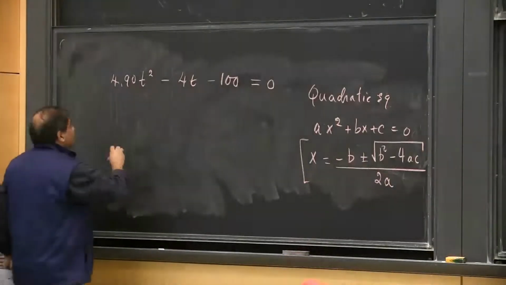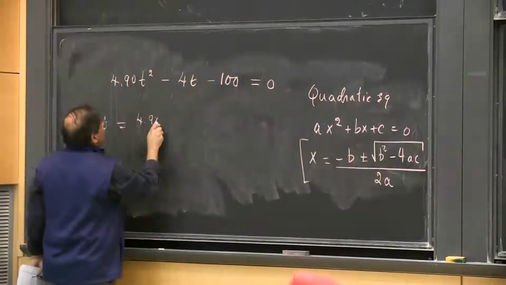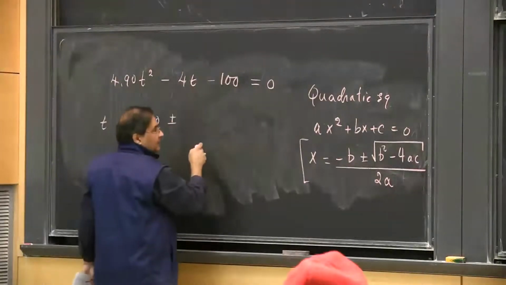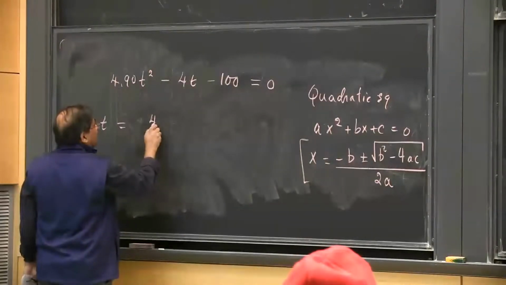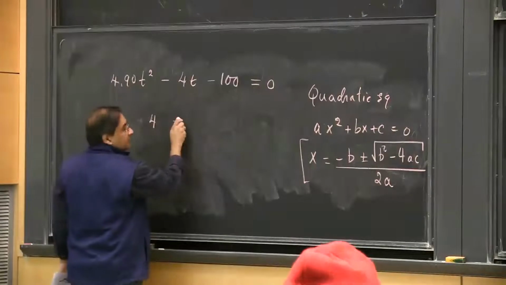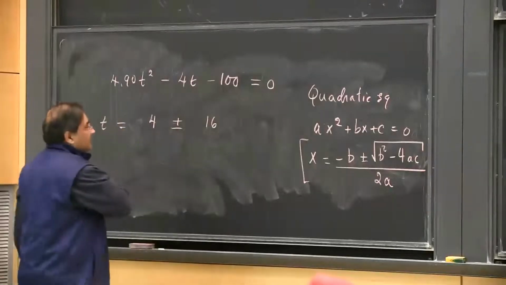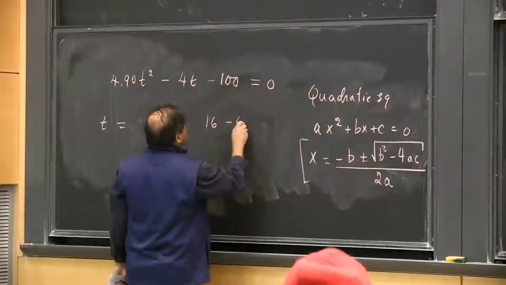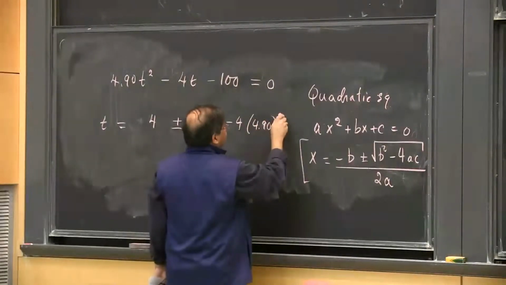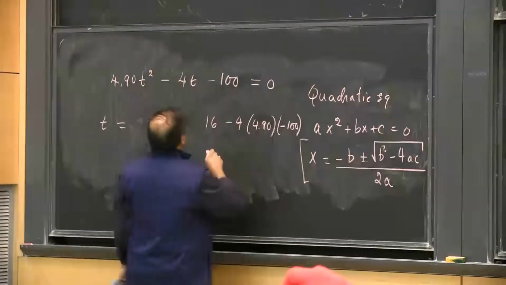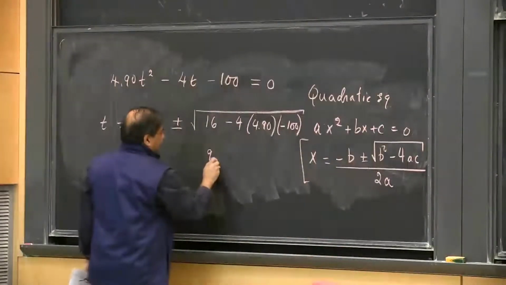At any rate, so over here I can directly write t. So t would be, a is positive, so 4.90 plus minus. Sorry, what am I doing? It's b. I'm sorry. So this is going to be plus 4 plus minus the square root of b squared, which is 16, minus 4. A is 4.90, and then C is minus 100. So I have to root this, divided by 2A, so that will be 9.80.